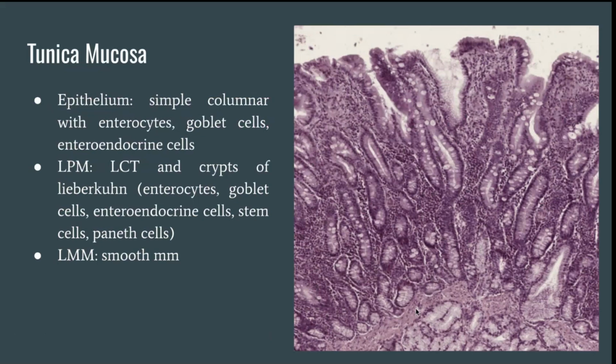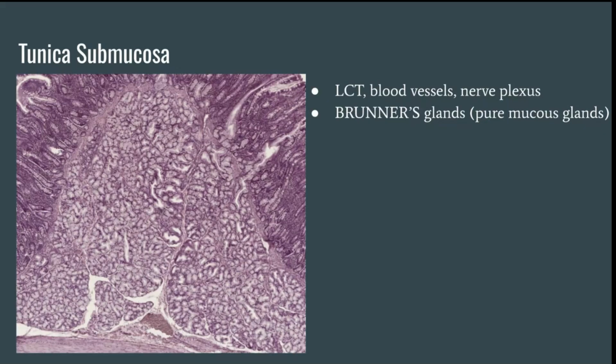The last layer which we have in the tunica mucosa is the lamina muscularis mucosae, and it is made up of two layers of smooth muscle. The outer layer has a longitudinal orientation, and the inner one has a circular orientation. So, right after the lamina muscularis mucosae, we have the tunica submucosa. This entire part is your tunica submucosa.